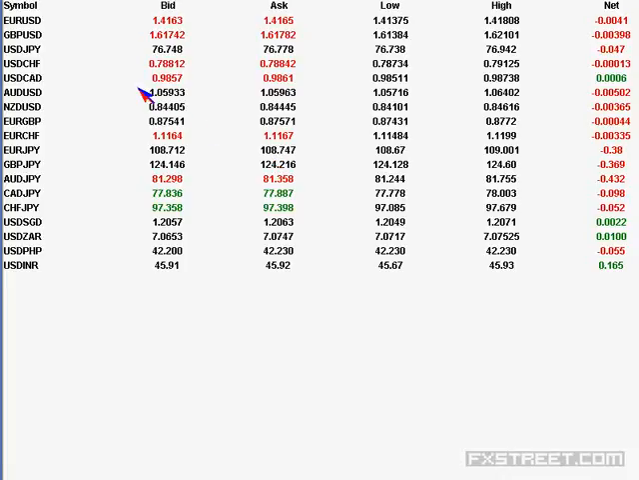Now coming to the major commodity pairs, USD CAD is trading around 0.9857, 0.9861. 0.9851 is the low, 0.9873 is the high, and a 6 pips positive net change is seen.